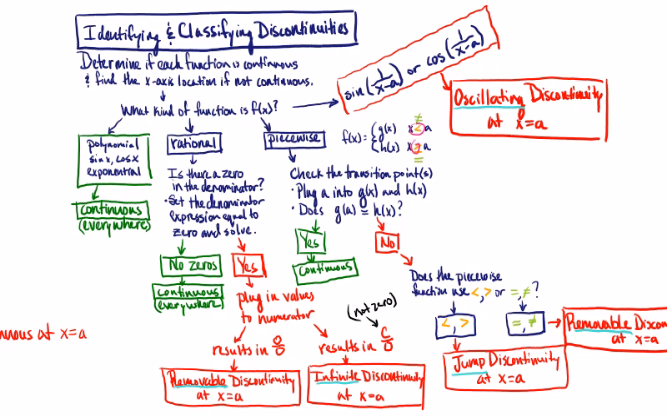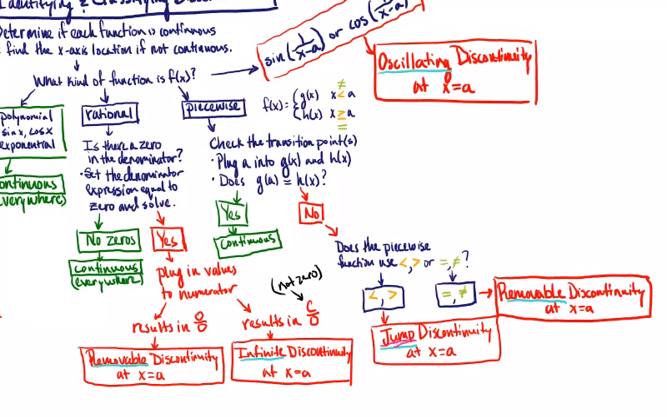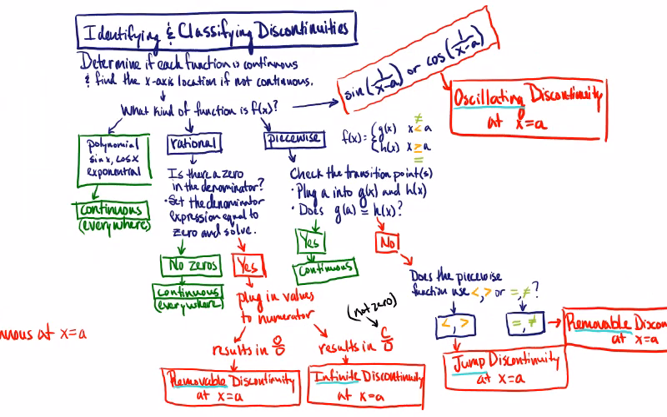And then you just look at the symbols. Are they less than, greater than, or are they equal to, not equal to? If it's less than, greater than, it's jump. If it's equal to, not equal to, then it's removable. Okay. All right.